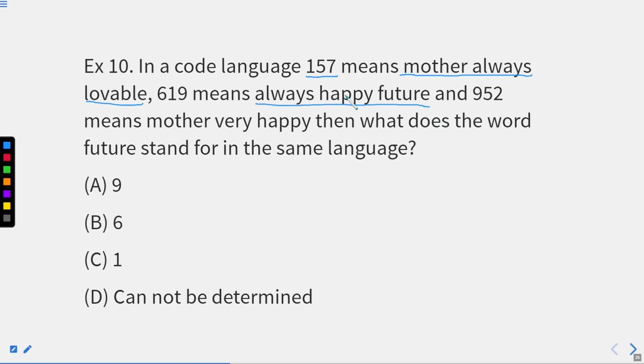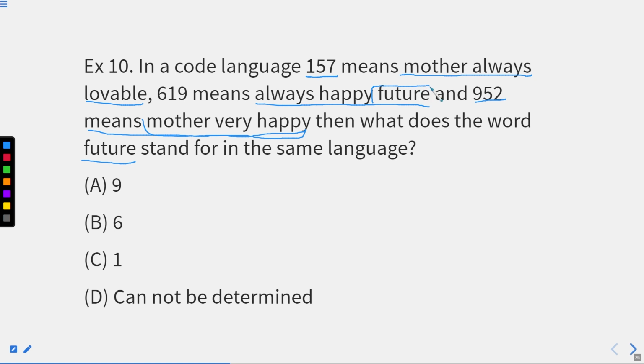This question is pretty similar to the previous one that we have done. Okay. The next code is 952, which means mother very happy. Mother very happy. Then what does the word future stand for? First we need to understand where is future. Here is future.